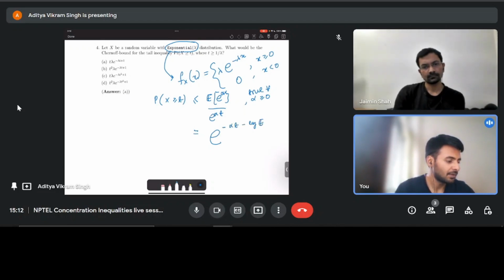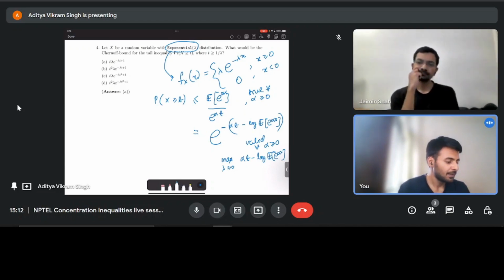times the log moment generating function, and this is valid for all alpha greater than or equal to 0. And if you want the tightest possible bound, you choose the best alpha, the highest possible numerator excluding the minus sign. So you want to maximize over alpha greater than or equal to 0 of alpha t minus the log moment generating function. This is just to get the best possible inequality through this method.